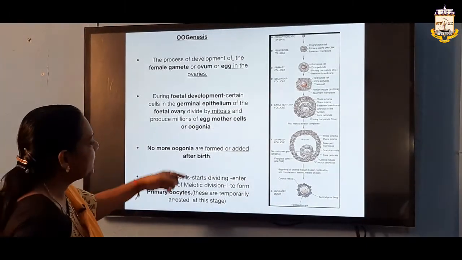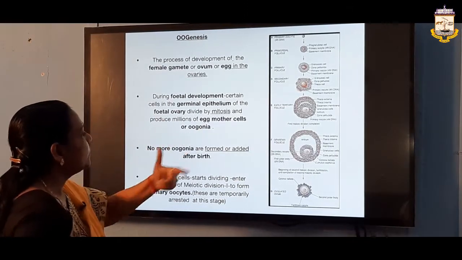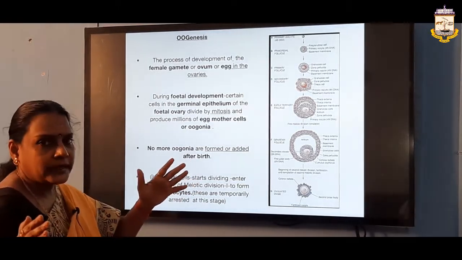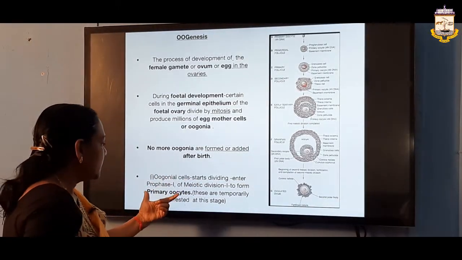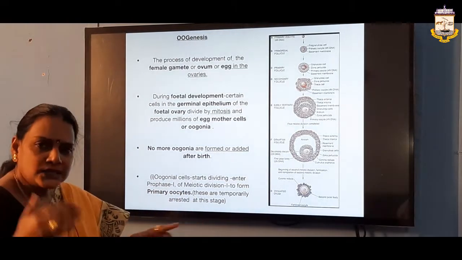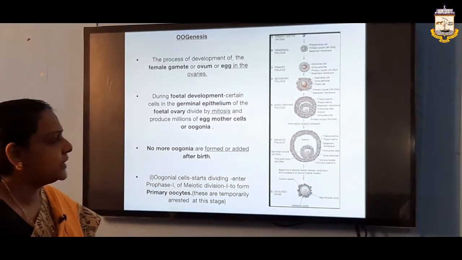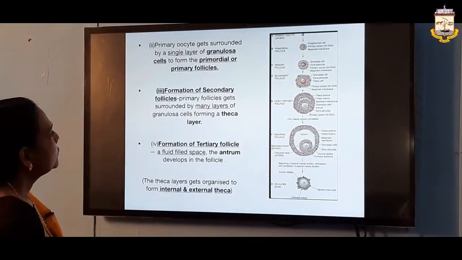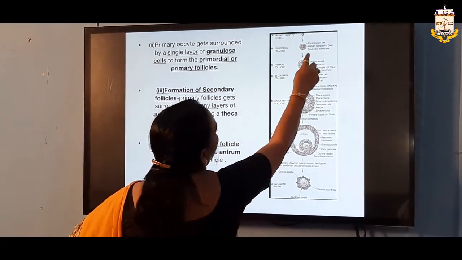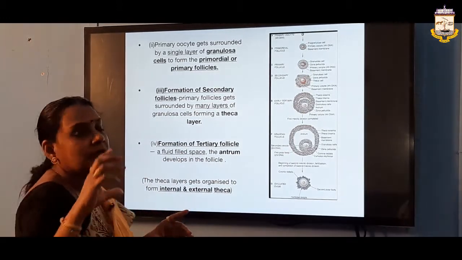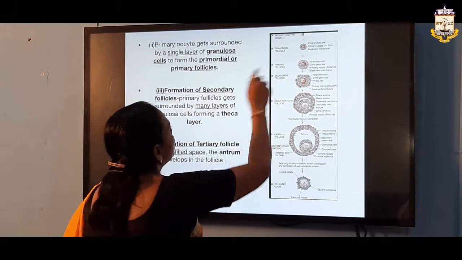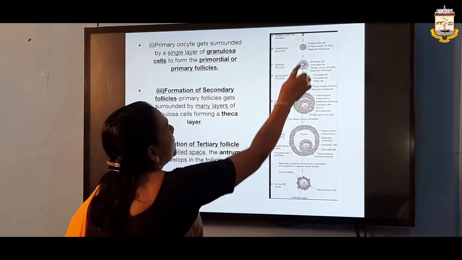Okay. So before the birth of the child, millions of oogonia are present here. After the birth, no more oogonia are added. After that, they are arrested at this particular stage, that is the prophase 1 of meiotic division, as primary oocytes after development. Next, they enter the next stage, surrounded by granulosa cells. Here the granulosa cells first form a single layer, forming the primordial or primary follicles.